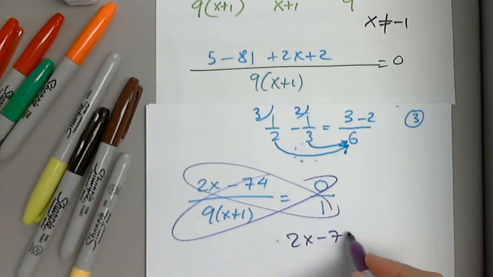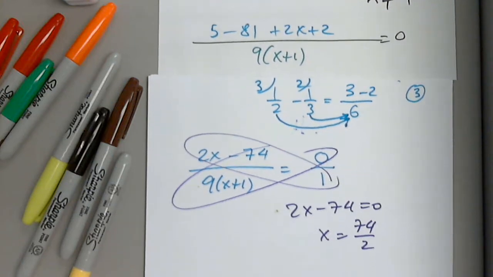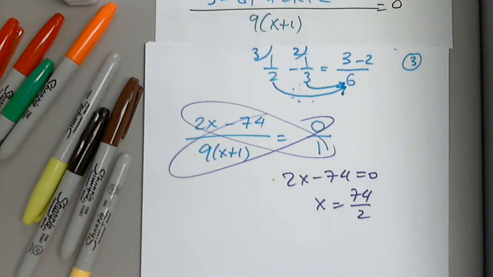And this is 2x minus 74 equals 0. X equals 74 divided by 2. I move 74 and divide by 2. And I get 37. So what is the next step?